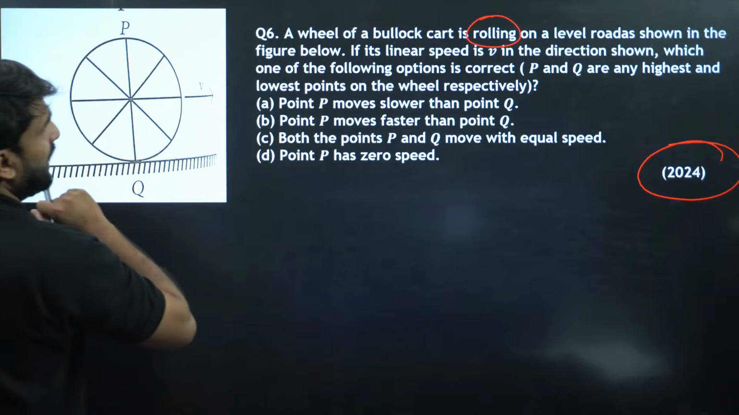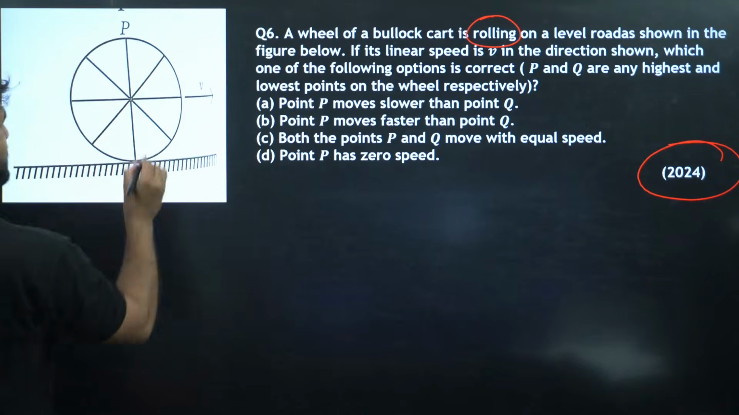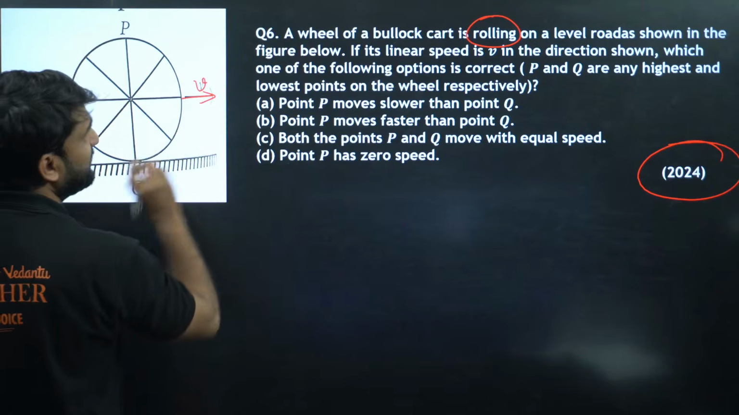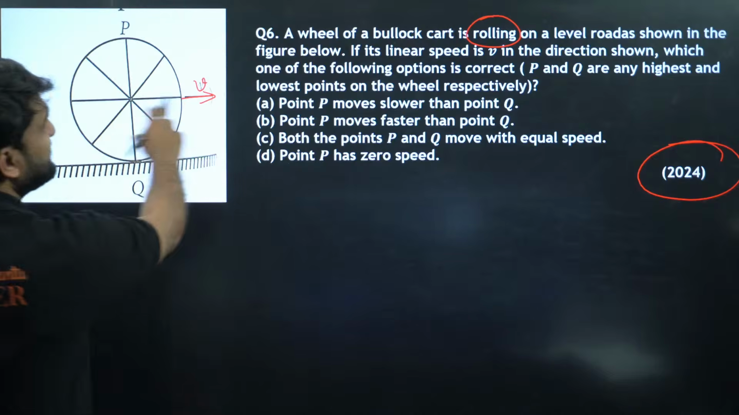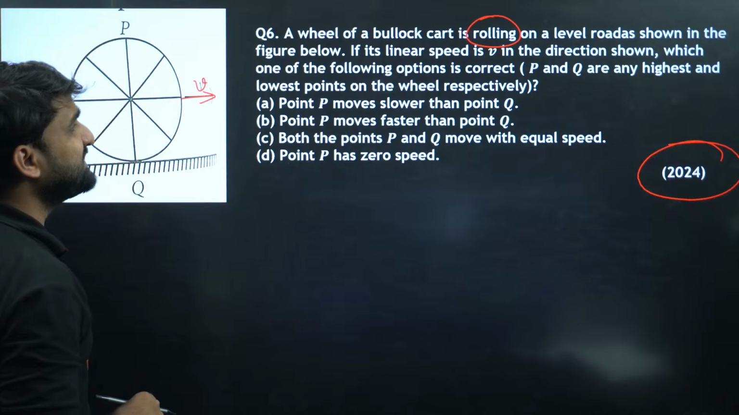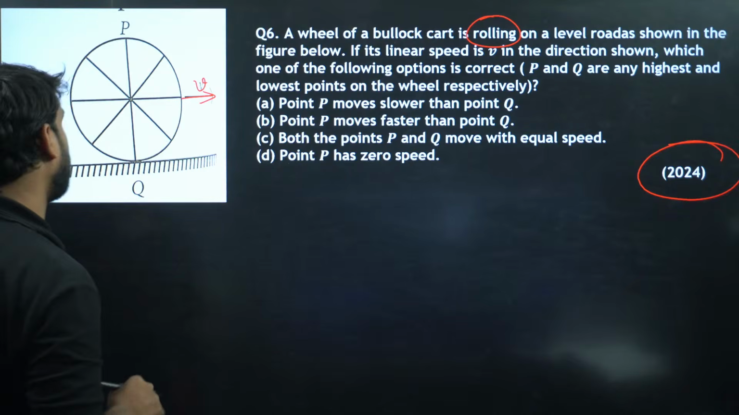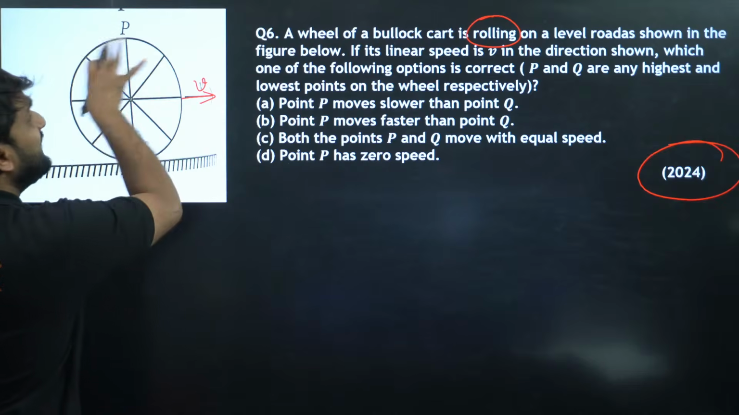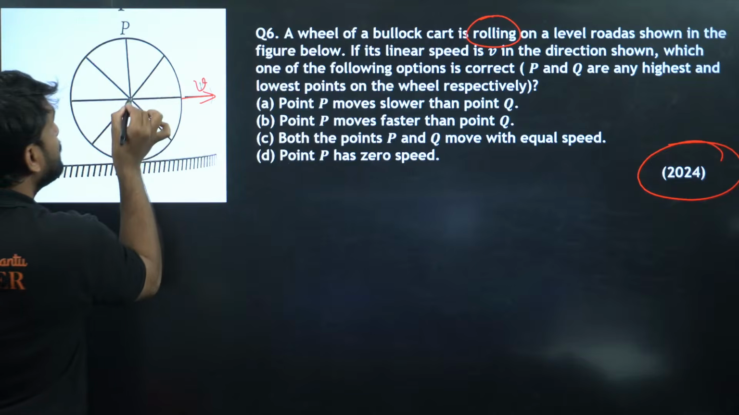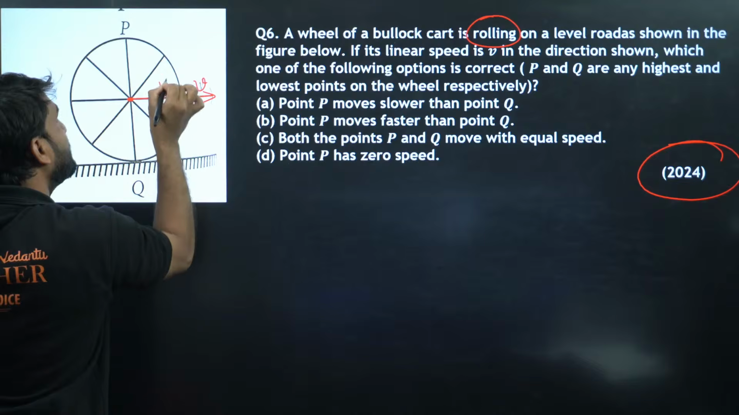If its linear velocity is v in the direction shown, so this wheel is having linear velocity. Here v is not visible, so let's draw it again. So this is the linear velocity. Which one of the following options is correct? P and Q are the highest and lowest points on the wheel respectively. If the wheel is rolling perfectly, pure rolling, champion, the center of the wheel will also have the same velocity v.